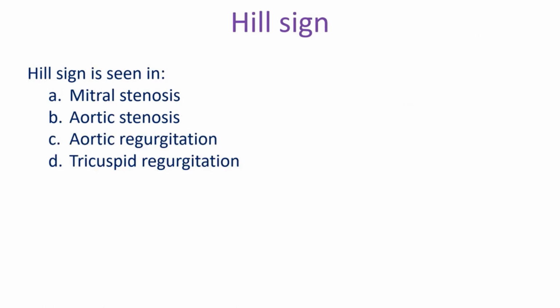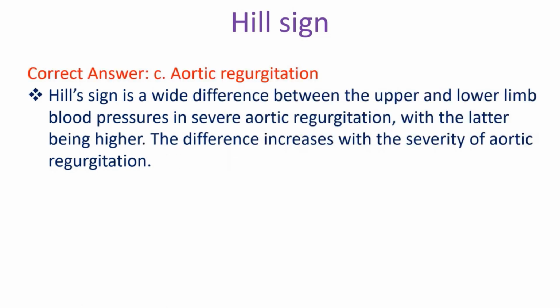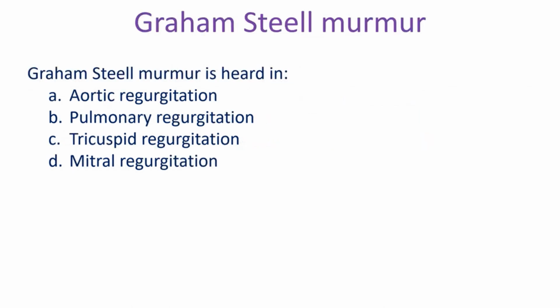Hill sign is seen in A. Mitral stenosis, B. Aortic stenosis, C. Aortic regurgitation, D. Tricuspid regurgitation. Correct answer C. Aortic regurgitation. Hill sign is a wide difference between the upper and lower limb blood pressures in severe aortic regurgitation, with the latter being higher. The difference increases with the severity of aortic regurgitation.